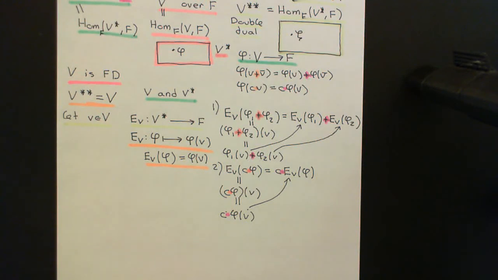Welcome back to this next video in which we are discussing double dual vector spaces. Okay, so we've seen the definition of a double dual vector space. It's just the dual vector space of the dual vector space. Okay, and that's the definition that applies whether you're dealing with finite dimensional vector spaces or infinite dimensional vector spaces.